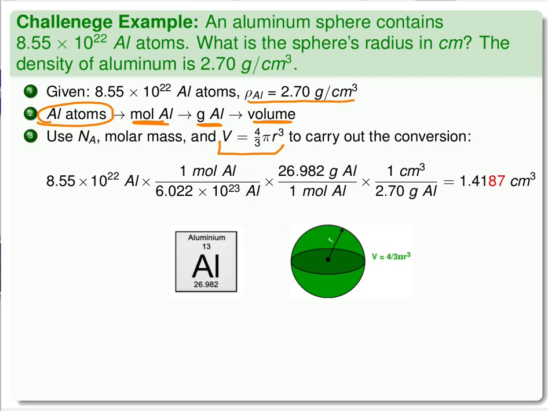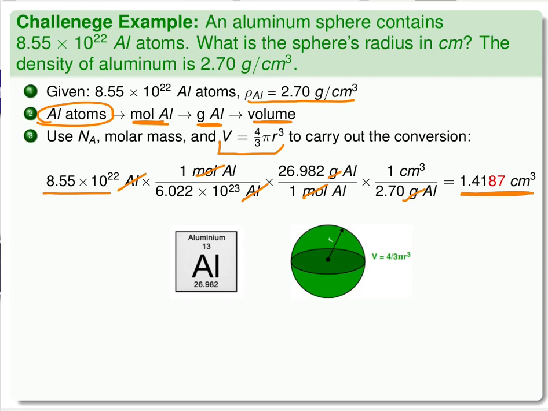Now what we want to do is go back and systematically apply each one of these steps, starting off with the number of aluminum atoms. So we divide by Avogadro's number to get to moles of aluminum. We multiply by that molar mass to get into grams of aluminum, and then we're going to divide by the density because we want grams of aluminum to cancel out, and we want to be in volume units.